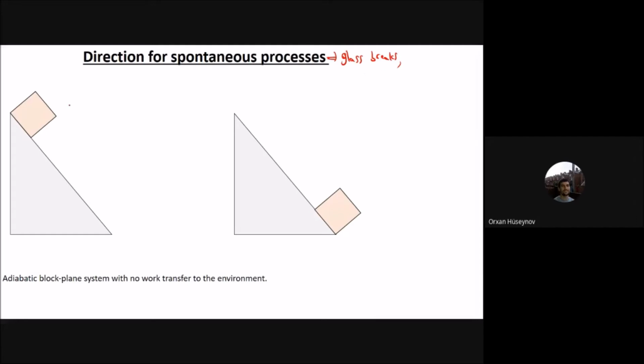For example, we have here a block that slides down the inclined plane, and this is a spontaneous process because it happens due to a potential gradient, and that potential gradient drives the motion. And spontaneous processes have one direction, and that is determined by the second law of thermodynamics. Now we will see how it happens.